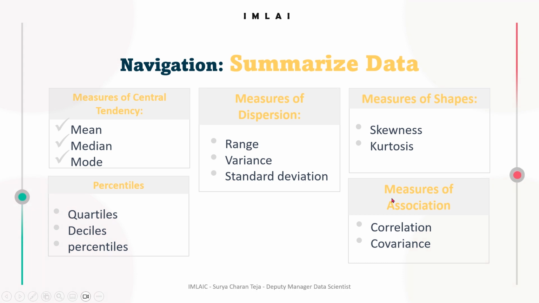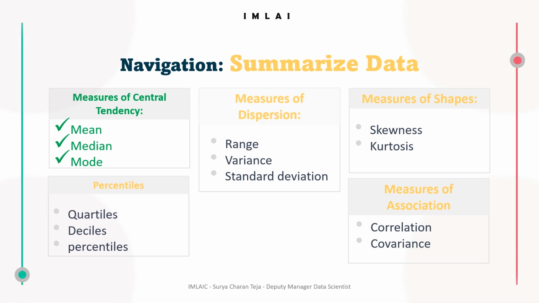percentiles, measures of association. So far, in summarizing data, we have completed measures of central tendency: mean, median, mode. So now we'll be moving on to the measures of dispersion. And if you see the overall navigational map in descriptive statistics, we have completed the previous one, and after that, organizing the data, that's what we have completed. After looking into organizing the data, we have moved on to summarizing the data.